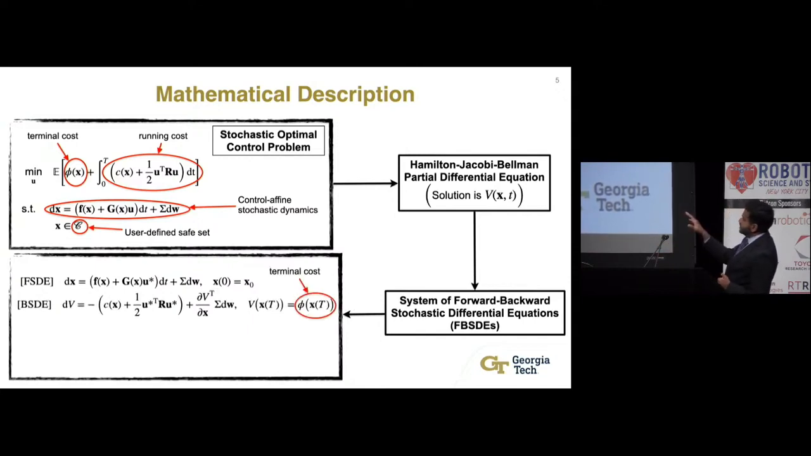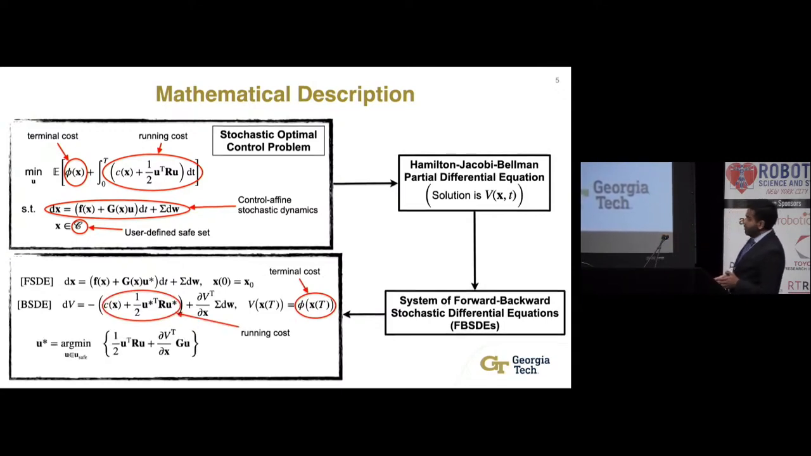Now, notice that the terminal cost is simply the terminal condition, and the running cost is the drift term of the backward SDE. The safe and optimal control is obtained by solving the following constrained QP, where safety is ensured using stochastic control barrier functions.